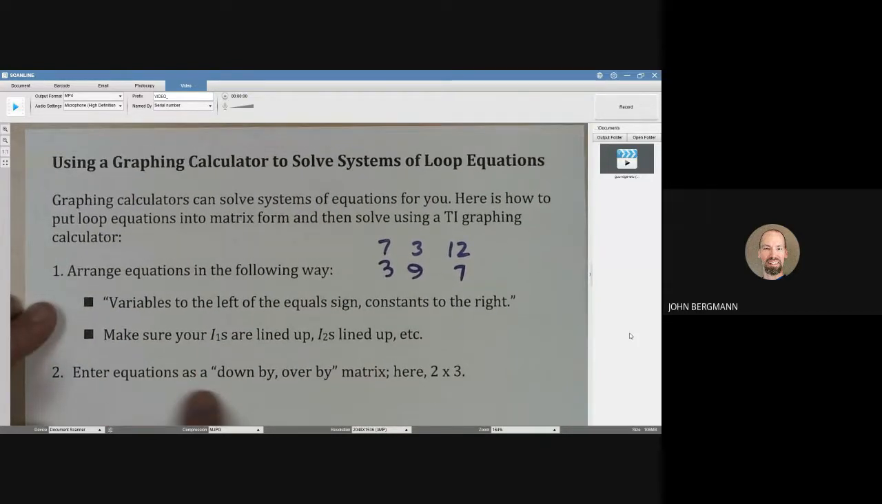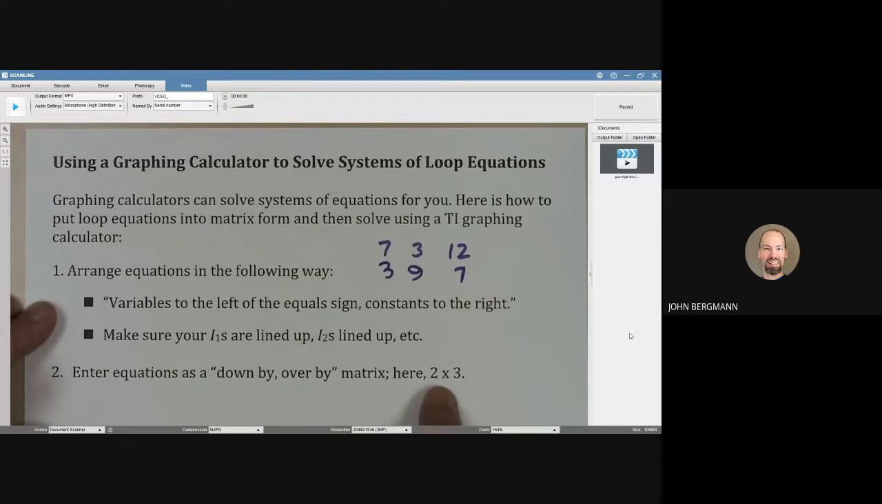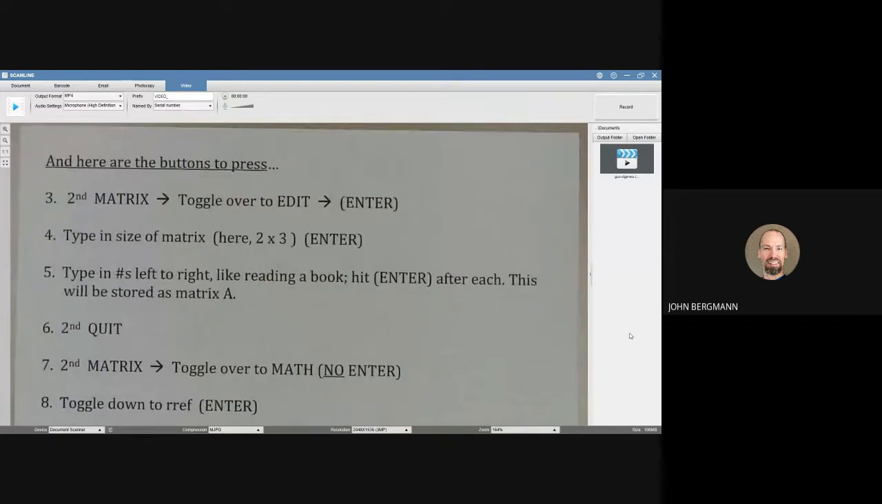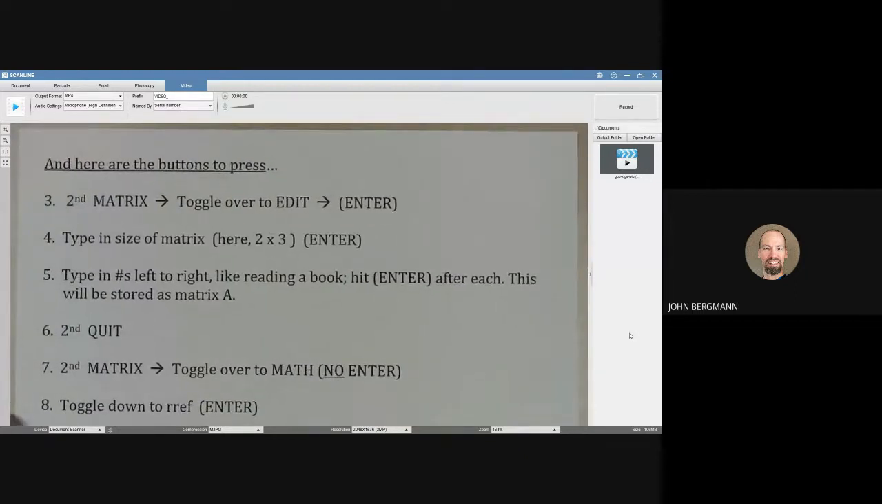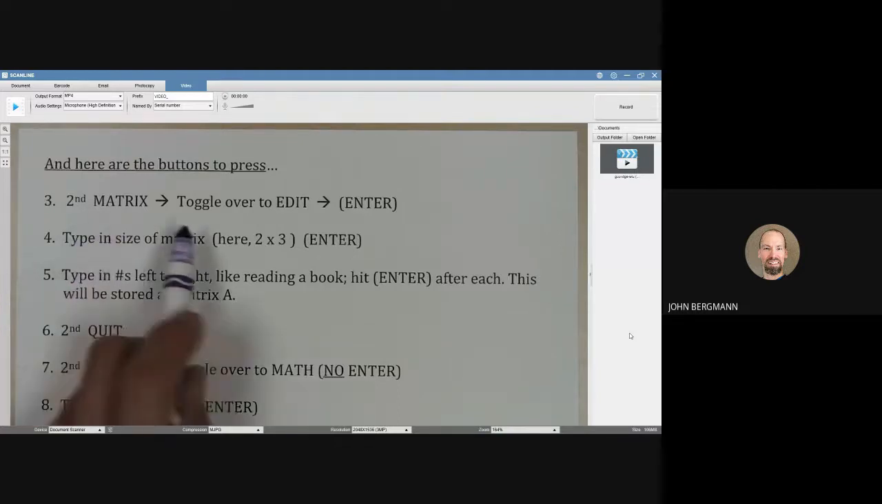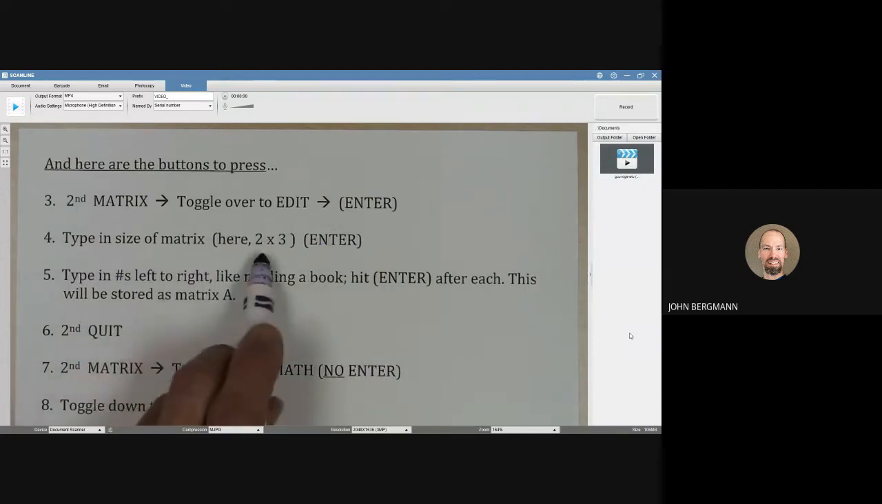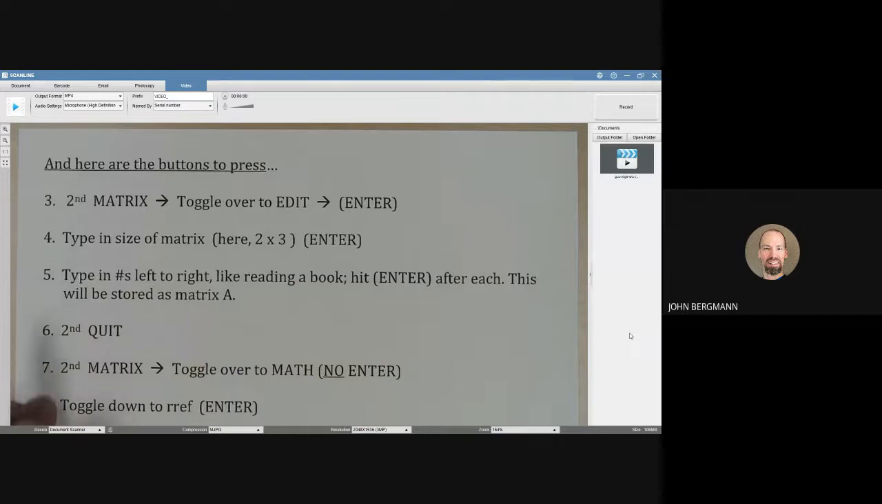And we're going to enter these equations into the calculator as, in this case, a 2 by 3 matrix. These are the buttons that we push. I'll go through these quickly, and then we'll show you them and give you the answer here. So you hit your second matrix button, you toggle over to edit, hit enter, type in the size of your matrix, which here will be a 2, 3 matrix. We're going to type in the numbers left to right, like reading a book, and hit enter after each one. And this is going to be stored as matrix A. We need to quit out of that.